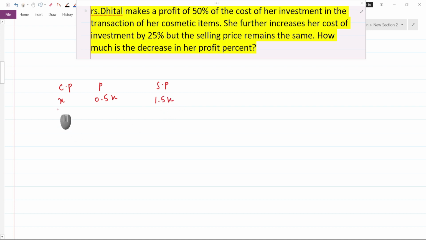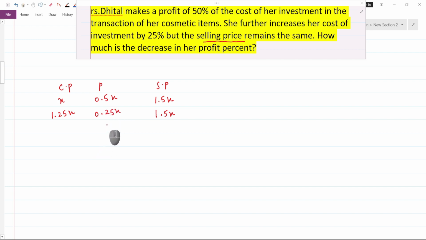According to the new condition, the investment is increased by 25%, which means the cost price is increased by 25%. So our new investment will be 1.25x. The selling price remains the same. What was our initial selling price? 1.5x. So the new selling price will also be 1.5x. What will be our profit amount? That is SP minus CP, 1.5x minus 1.25x, which is 0.25x.